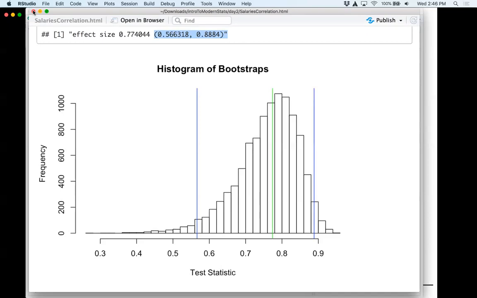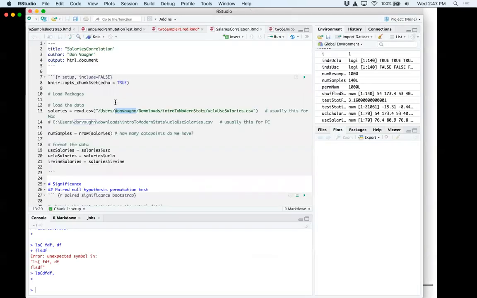Anything else on correlations that you've always wondered? Okay, great. So moving on. We've got 15 more minutes, so we're going to power through.